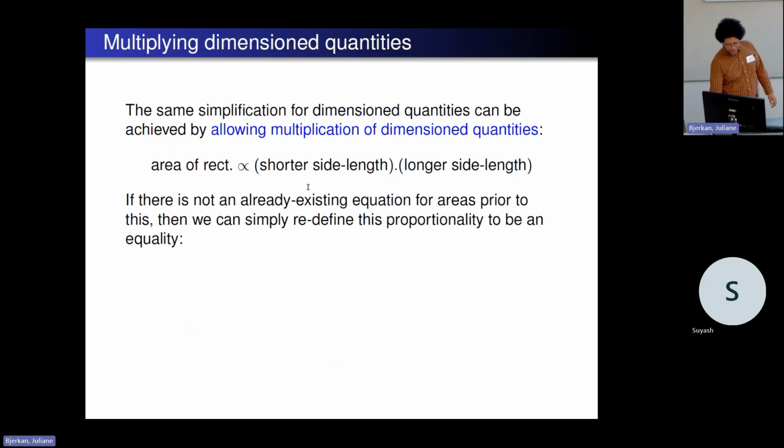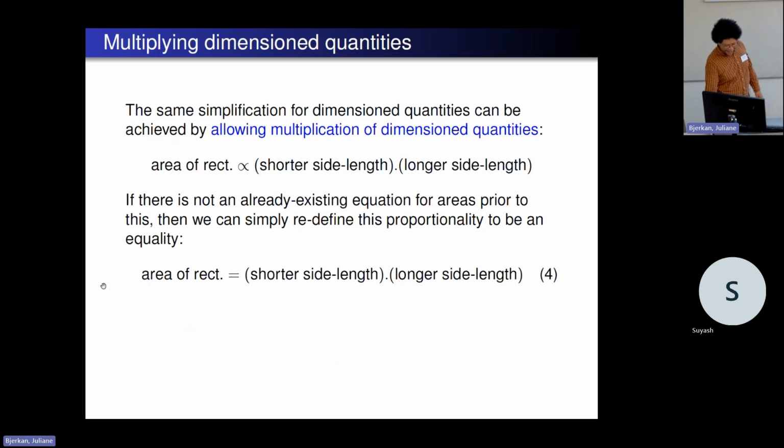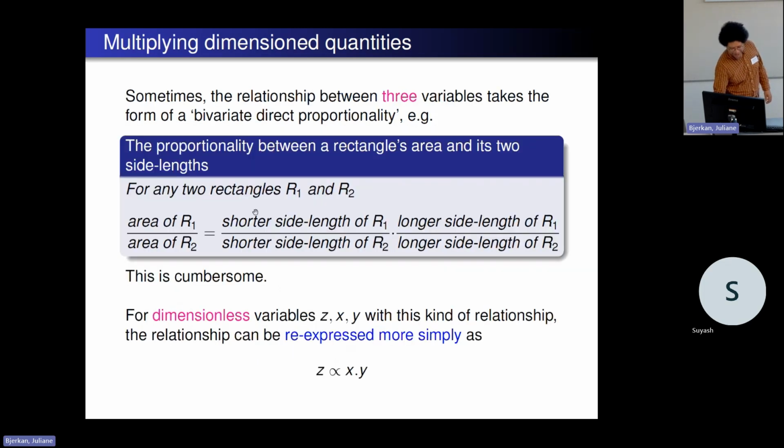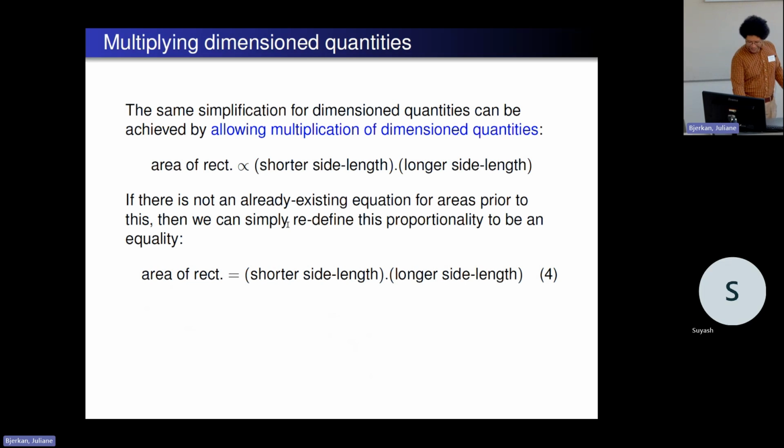And if there isn't an already existing equation for areas prior to formulating this principle, then we can simply define this proportionality to be an equality. In other words, we say the area of a rectangle is equal to the shorter side length times the longer side length. And so this equation 4, you notice, is much simpler than what we had in our original expression. So here's our original expression. But by allowing multiplication of dimensioned quantities, we can express it much more simply like this.